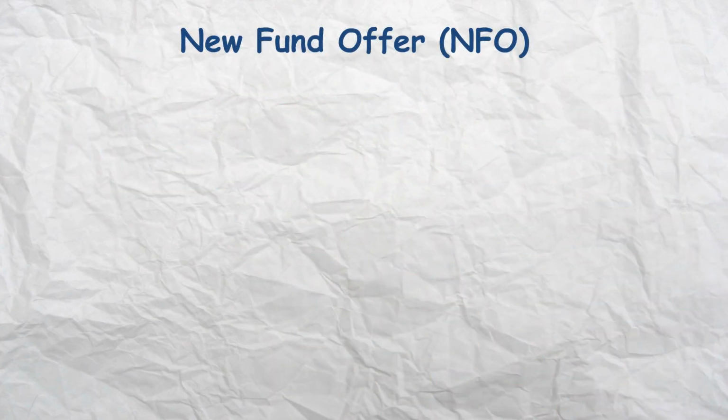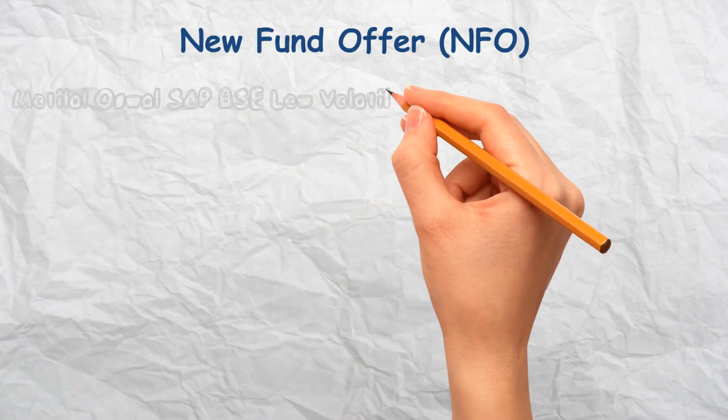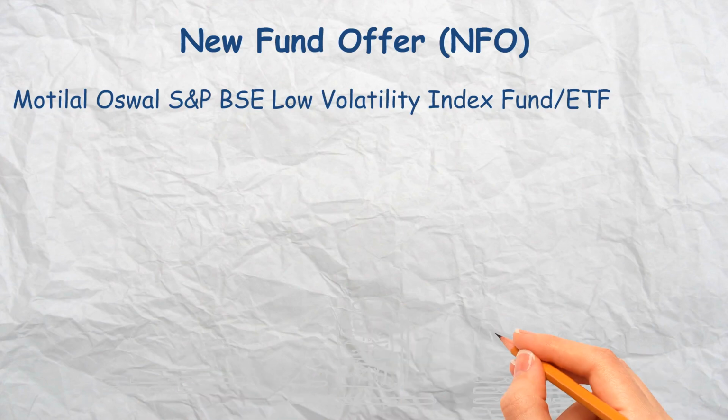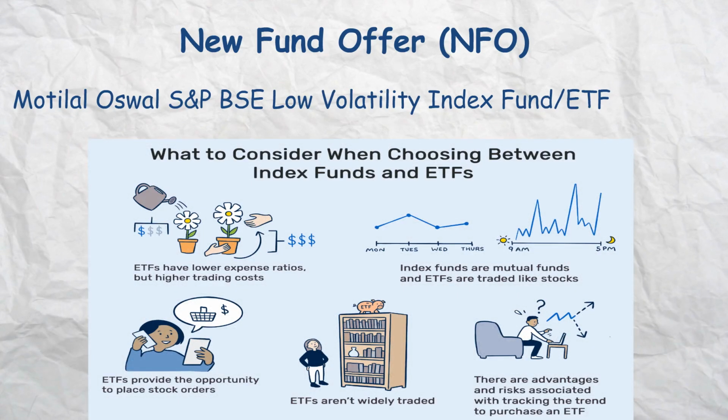By now, most of you would have guessed about the fund's objective or strategy of investing. The NFO is Motilal Oswal S&P BSE Low Volatility Index Fund or ETF. So they are releasing both a mutual fund as well as an ETF. As the name suggests, the fund focuses on investing into the S&P BSE Low Volatility Index. This is a passive mutual fund where the expense ratio is also low compared to actively managed mutual funds.